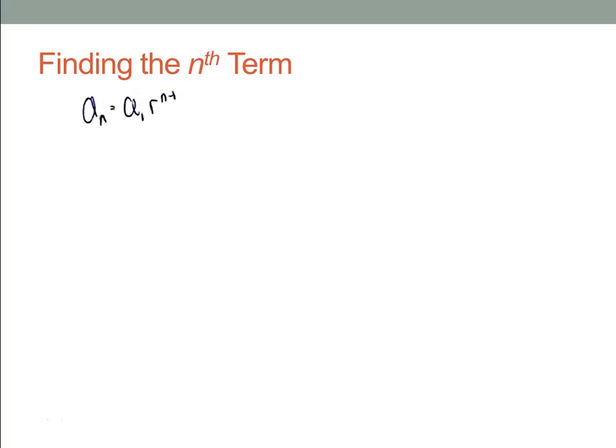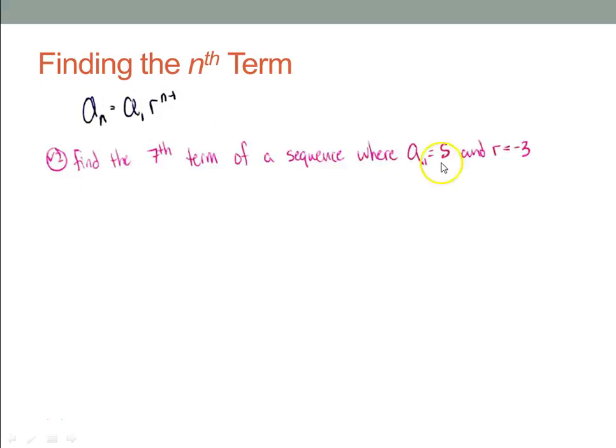All right. So if we want to find the nth term, like, say, the 17th term or the 85th term or the 15th term, I use this formula. So here's what it looks like. If I want to find the 7th term of a sequence where the first term was 5 and the ratio was -3, so it'll be 5, -15, positive 45, etc.